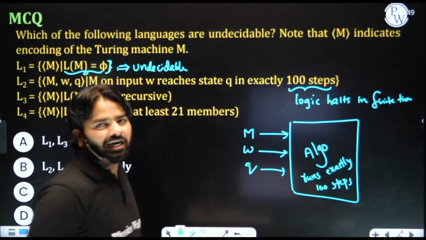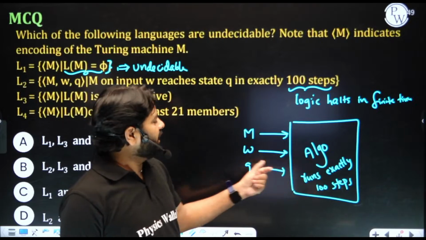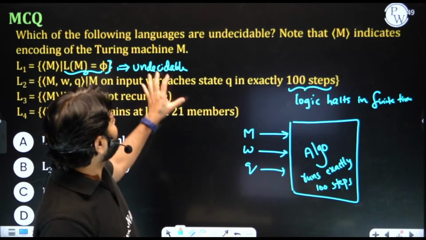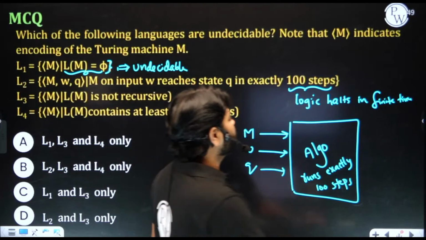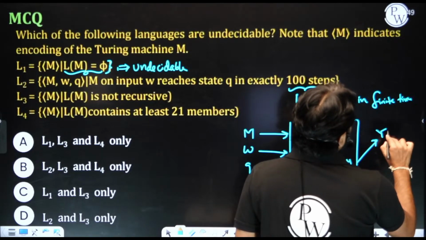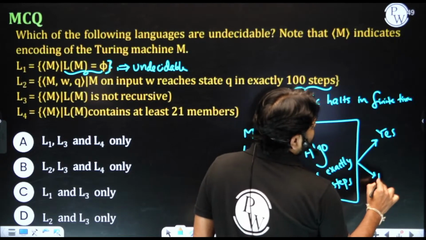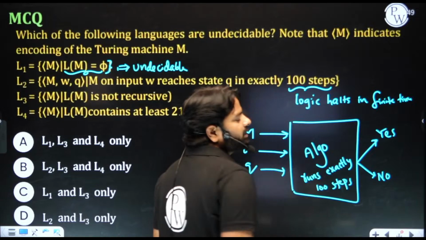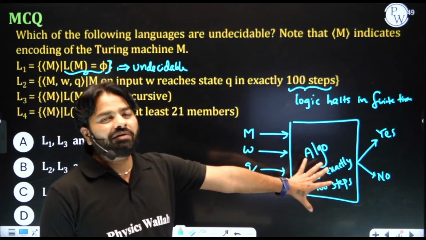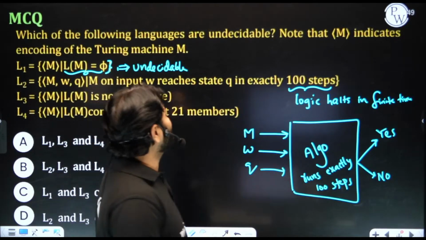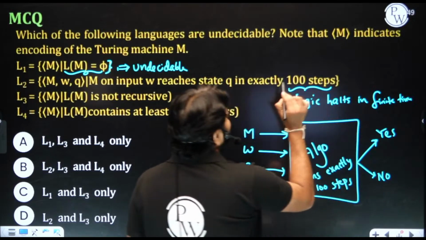In exactly 100 steps it is going to run, and if Q is reachable or not, you are going to decide. So this you can easily say yes means the Q is reached, no means Q is not reached in 100 steps. That's all. So you have an algorithm for this. Yes, B is decidable because of that 100 steps.